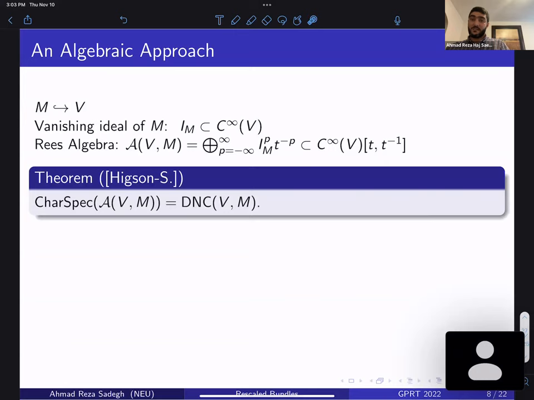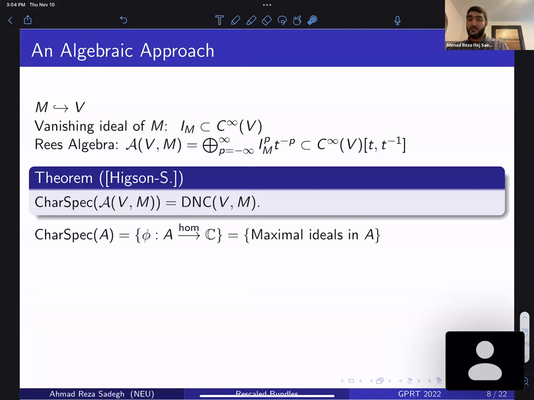It turns out, in previous work of mine with Nigel Higson, my thesis advisor, that the character spectrum of this algebra is going to give you the deformation to the normal cone. This corresponds to the prime spectrum from the basic point of view. We don't have a prime spectrum to use in this differential geometry point of view. We use what is known as the character spectrum. What's a character spectrum? Instead of taking the prime ideals, you just take the maximal ideals. Or equivalently, you can take the space of characters, which are homomorphisms from A to C, and that's why we call it a character spectrum.